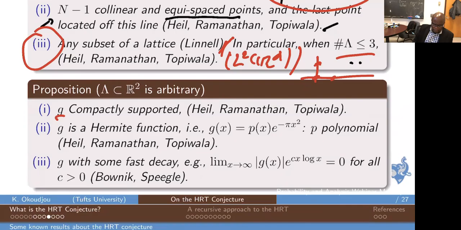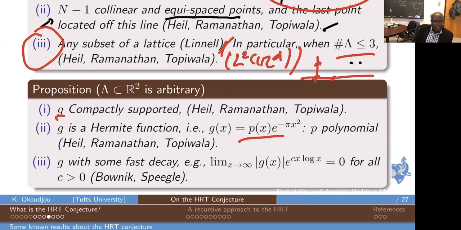The other one follows essentially the same argument, which is if you take any Hermite polynomial times a Gaussian, in particular if you take the Gaussian, then you can prove that the HRT conjecture is true, no matter the finite subset of points in R2 that you take. And since then, people have been playing with some sort of decay condition on the function that's going to guarantee that the HRT conjecture is true.